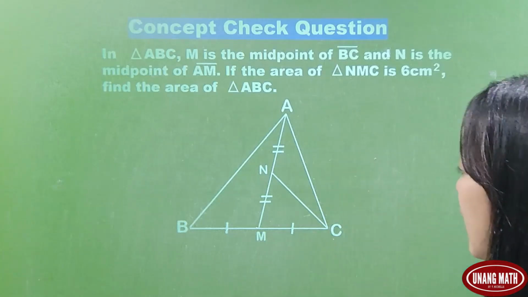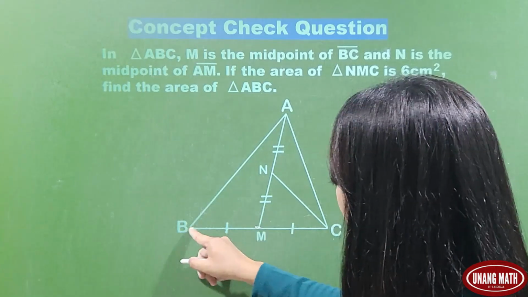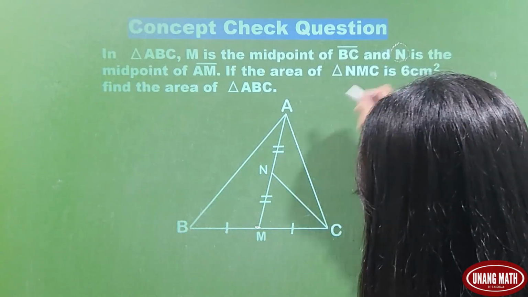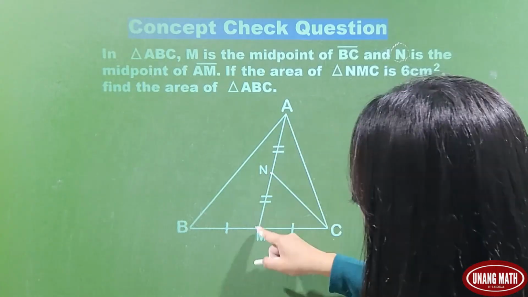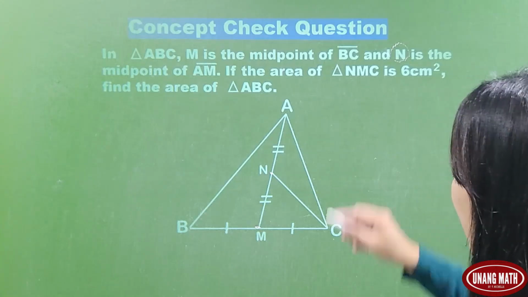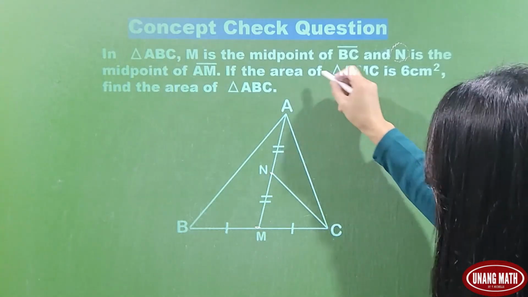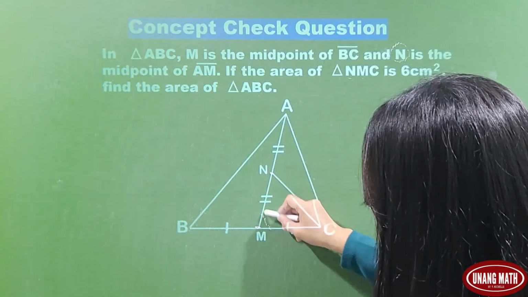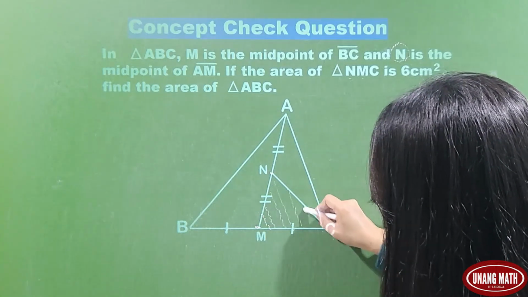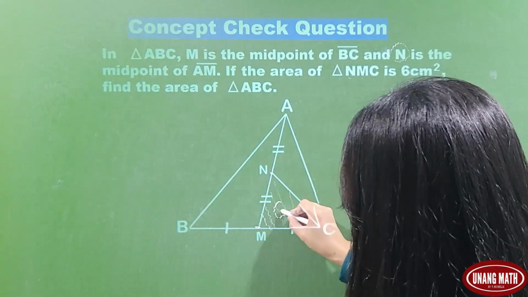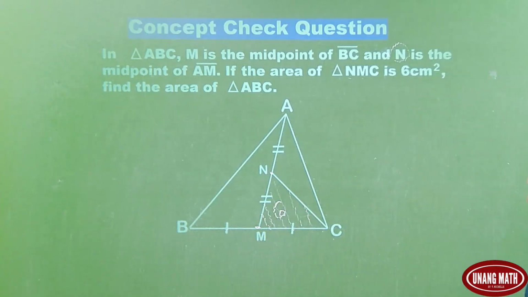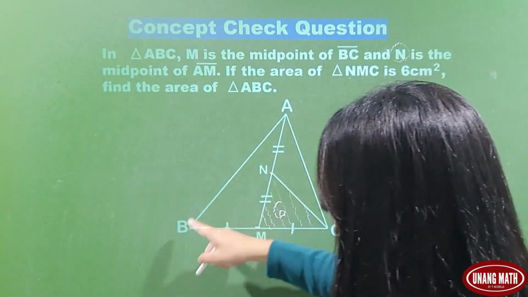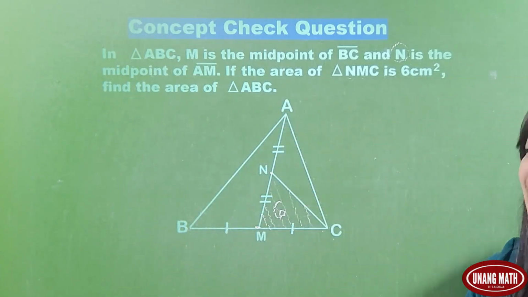So it's given that point M is the midpoint of segment BC. Point N is the midpoint of segment AM. The area of triangle NMC, or this triangle, is given as 6 square centimeters. We are looking for the area of this whole triangle ABC.